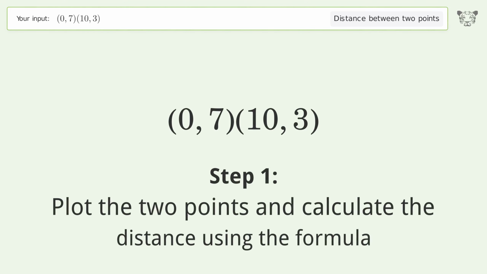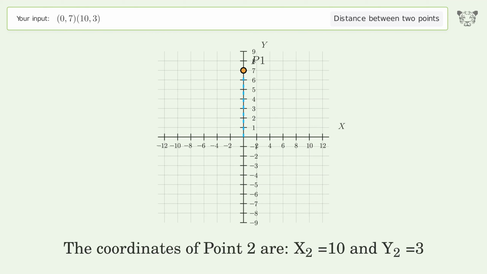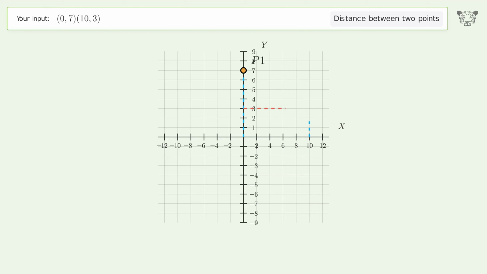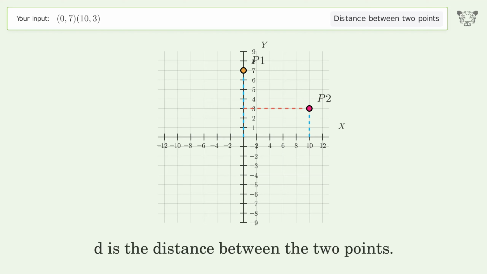The coordinates of point 1 are x1 equals 0 and y1 equals 7. The coordinates of point 2 are x2 equals 10 and y2 equals 3. D is the distance between the 2 points.